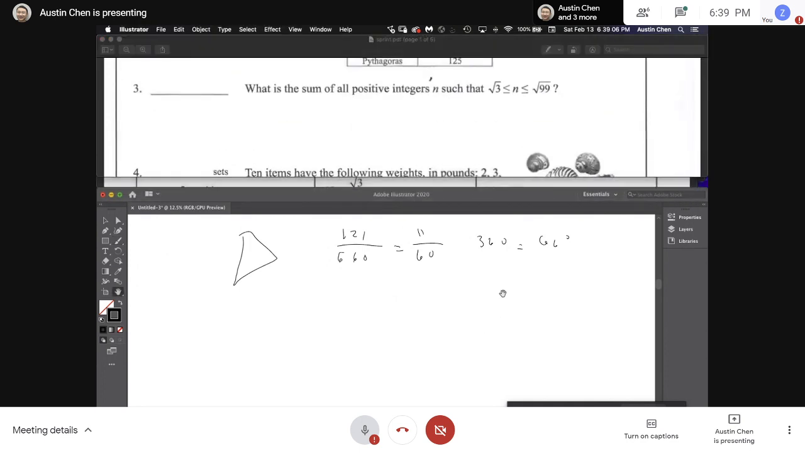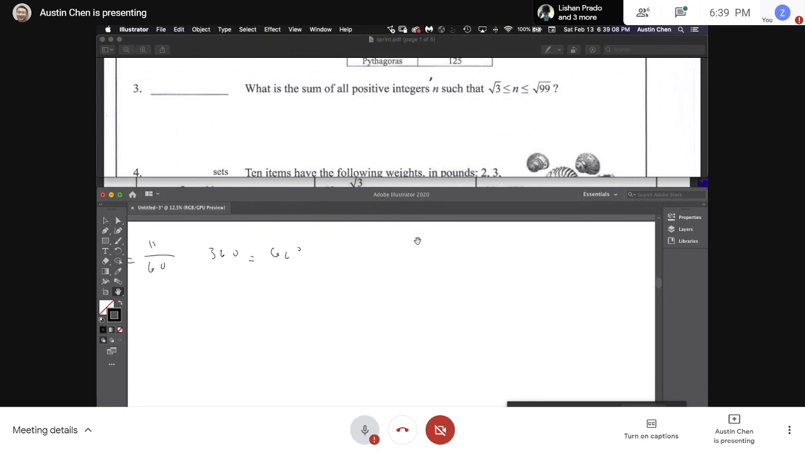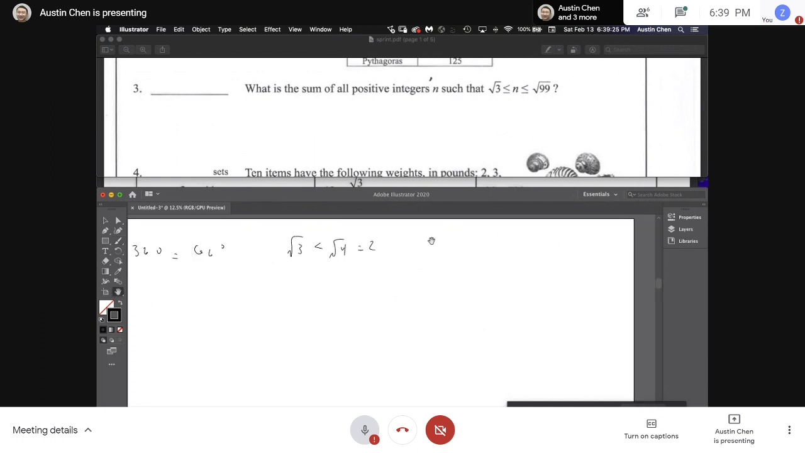What is the sum of all positive integers n such that root 3 is less than or equal to n, which is less than or equal to root 99? So root 3 is less than root 4, and root 4 equals 2, right? And we know between root 3 and root 4, there are no integers, because root 1 is 1, and this is less than root 3, and this is 2. So there's no integers here.